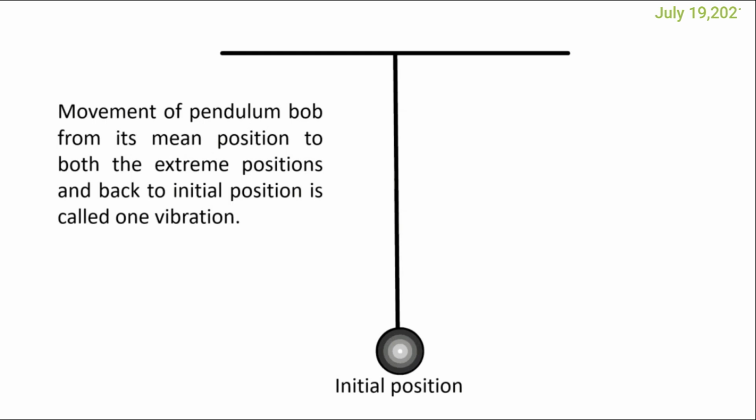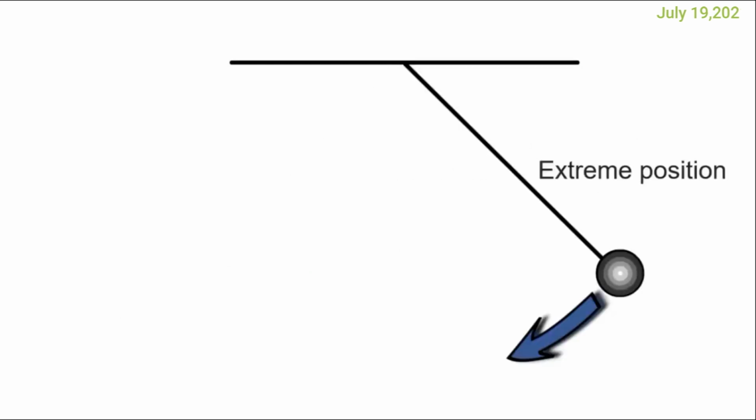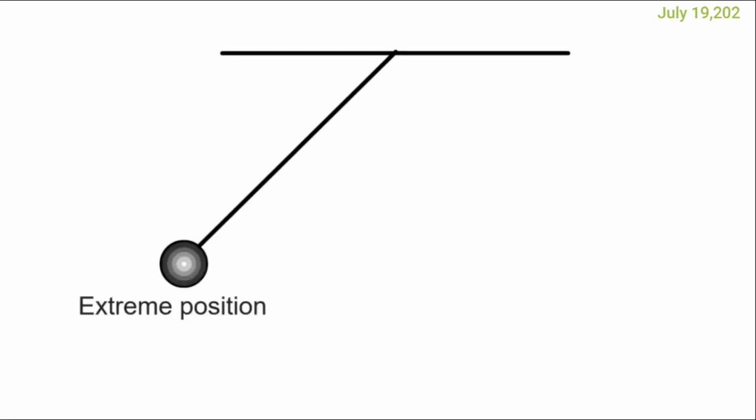One vibration can also be equal to, if you start your swing from one extreme position, and then it goes to another extreme position and comes back to the same position. This is also one vibration or one oscillation. So if you consider the second method, it is very easy to measure the time.